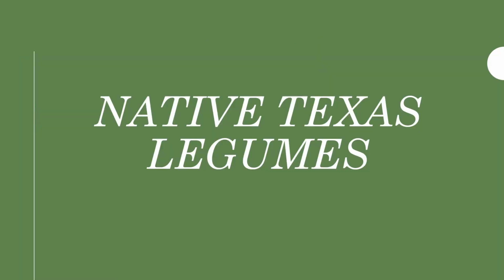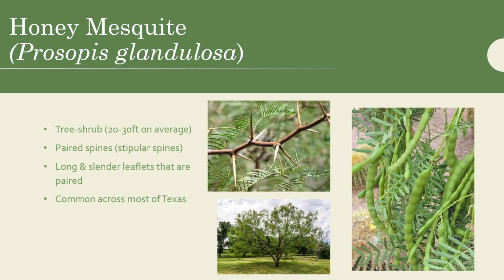Now we're going to go over some identification of native Texas legumes. So our first species, honey mesquite, which is Prosopis glandulosa, this is actually a tree legume. So like I said, they can be trees, shrubs, or even small forb-like guys. So these guys will grow 20 to 30 feet on average, but they can get much taller than that. They can get up to 50 feet even.